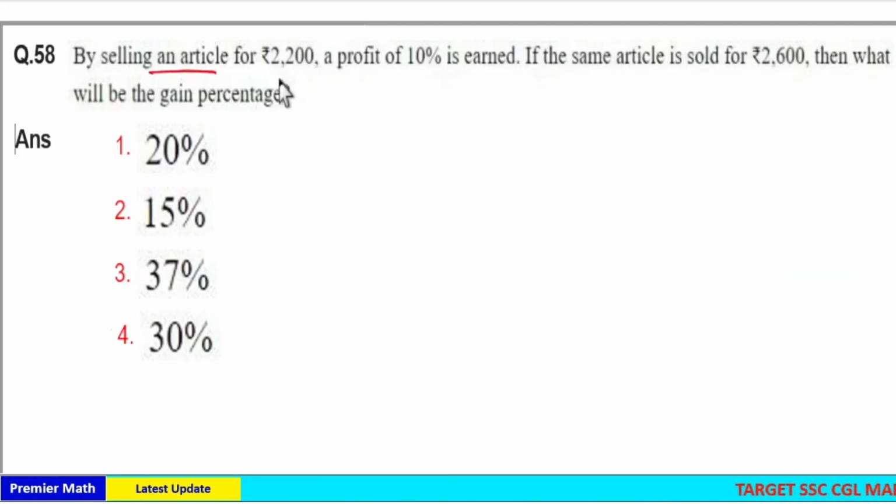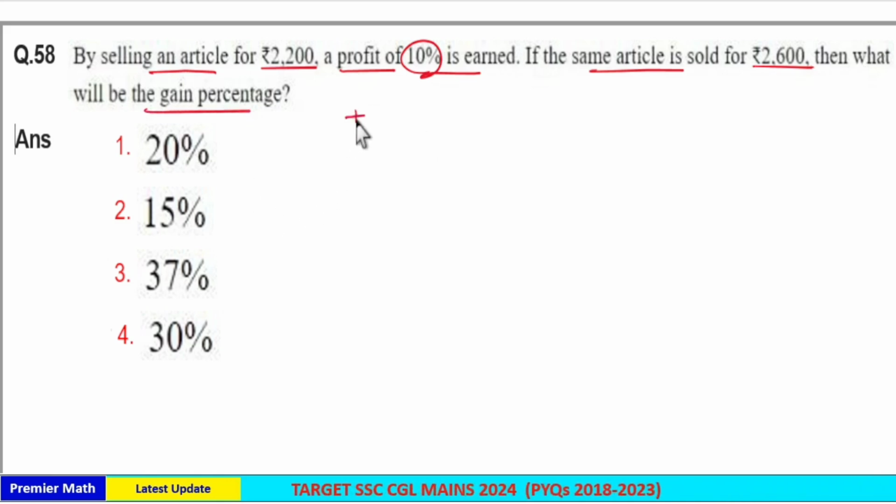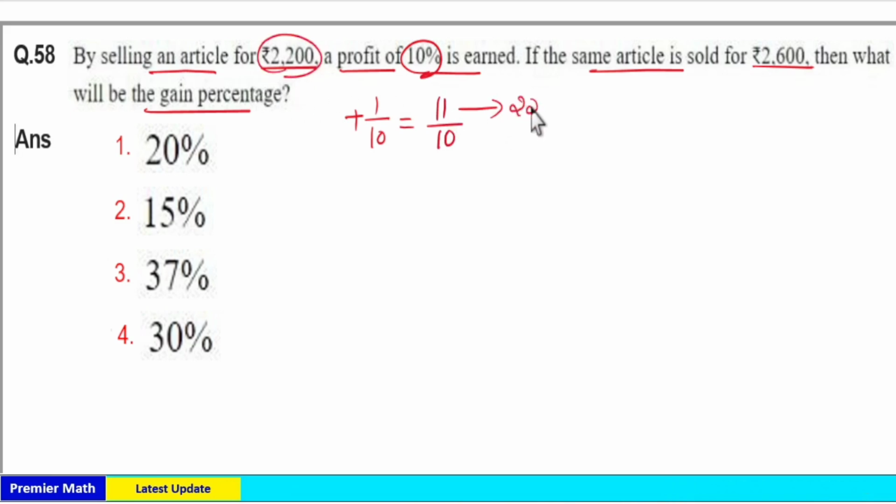By selling an article for rupees 2200, a profit of 10% is earned. If the same article is sold for rupees 2600, then what will be the gain percentage? Here profit means plus, 10% means 10 by 100, which is 1 by 10. So plus 1 by 10 means if 10 part is the cost price, 10 plus 1, 11 part is the selling price. Here 11 part is given as 2200 in the question, which is the sell price here.